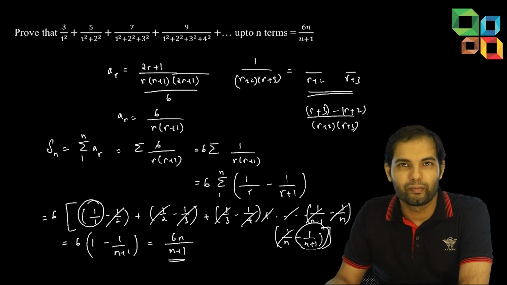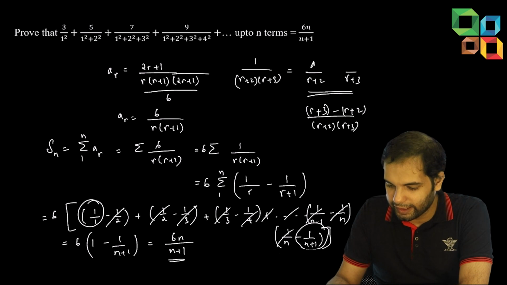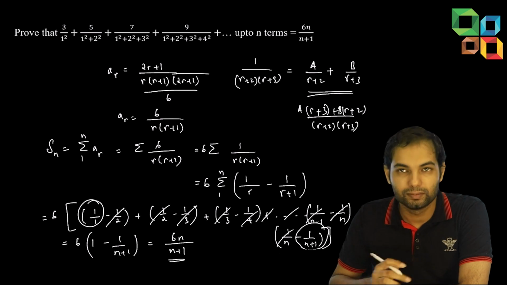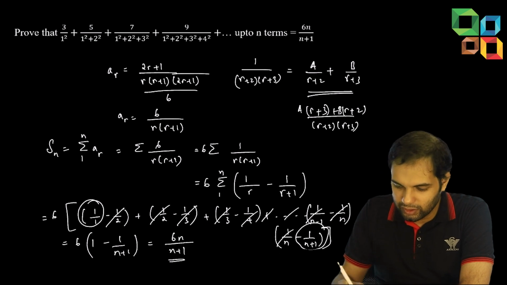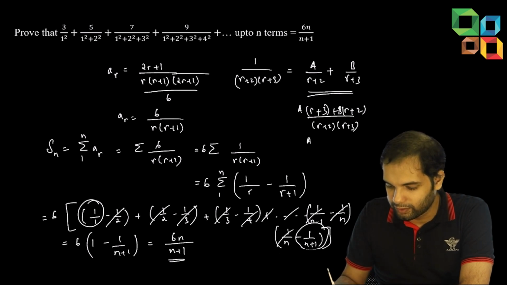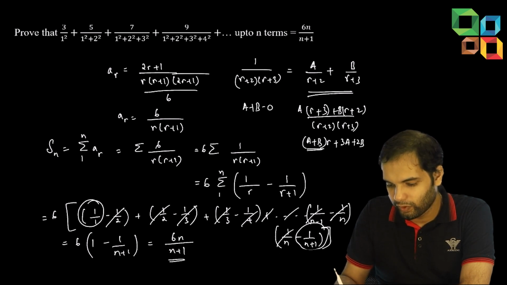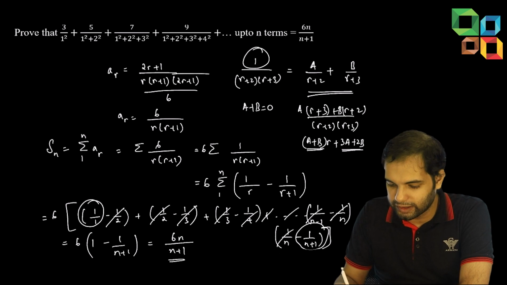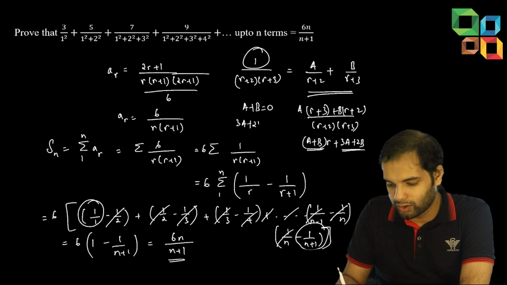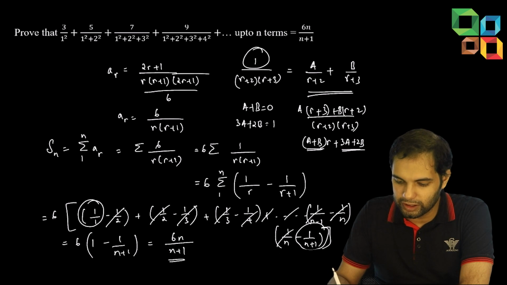You get the idea. If you want a better way, you write this as A, write this as B. Take the LCM, you get something like this. Equate the coefficients. Coefficient of r is A plus B. The constant term is 3A plus 2B. So A plus B should be equal to 0, because there's no r term here at all, right? And the constant term 3A plus 2B should be equal to 1, because this is the constant term we want.